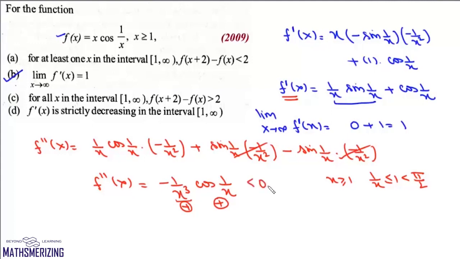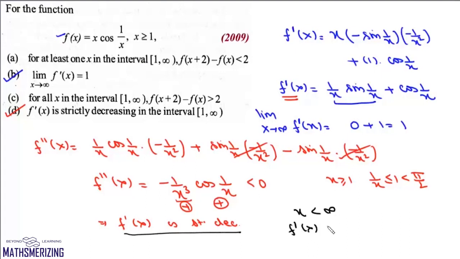And when f''(x) is less than 0, it simply means that f'(x) is a strictly decreasing function. So f'(x) is strictly decreasing in the interval from 1 to infinity, and that's your option D. Now when we know f'(x) is strictly decreasing, then for any x which is less than infinity, f'(x) will be greater than f'(infinity). Now f'(infinity) is this limit x tends to infinity of f'(x), which is 1. So from here we can say this f'(x) is strictly greater than 1. So for any x, f'(x) must be greater than 1.